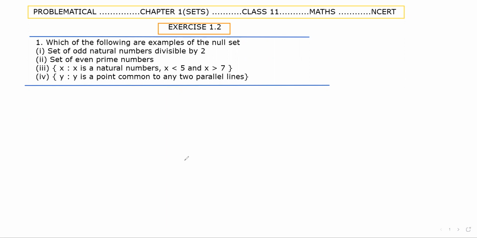Today we'll continue with the exercises of sets. We already completed 1.1. Let's start with 1.2 today. The first question is, which of the following are examples of the null set? Now, what is a null set?